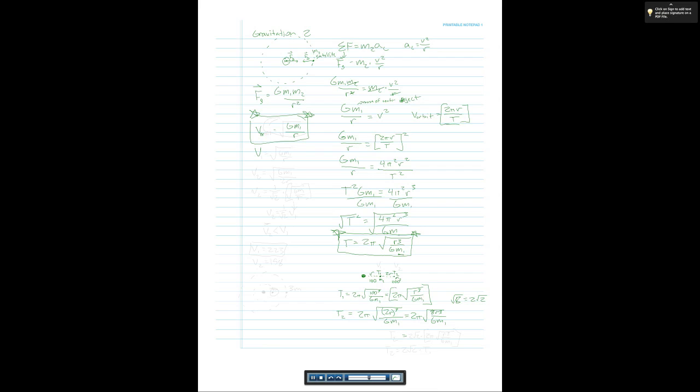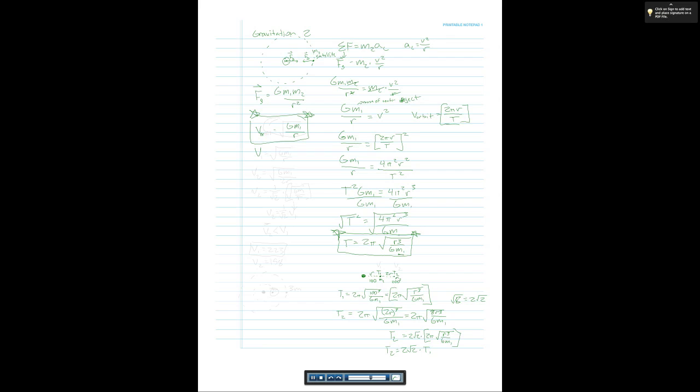T1 is this right here. So that's 2 square root 2 times 2π square root of R³ over G times M1. That is T2. This right here is T1. In other words, T2 is 2 square root 2 times larger than T1. Okay? And so what I did is I got T2, the period of it, in terms of T1.